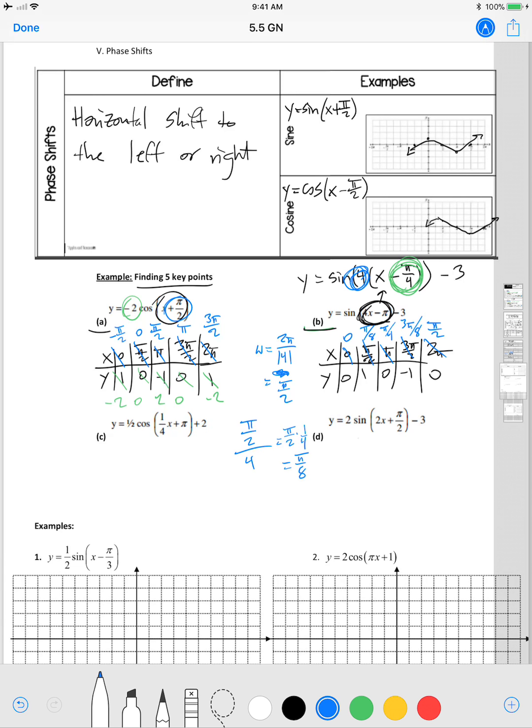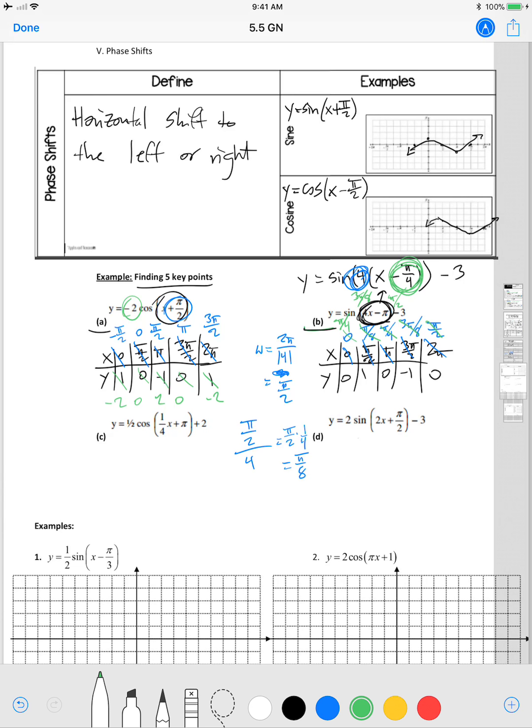And then I can look at my phase shift. Minus pi over 4. I'm in the parentheses, I do the opposite. I'm adding pi over 4. So pi over 4. Pi over 8 plus pi over 4. Yes, I'm making you think about fractions. It's going to be 3 pi over 8.